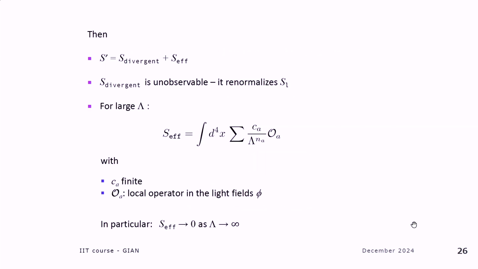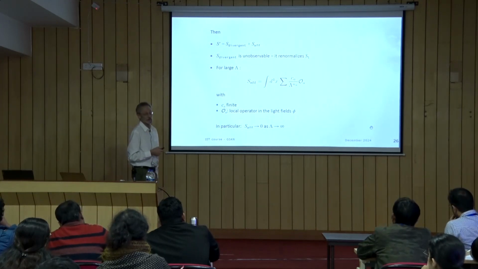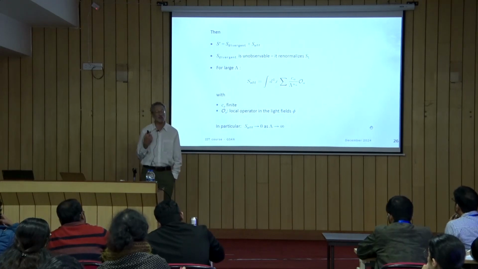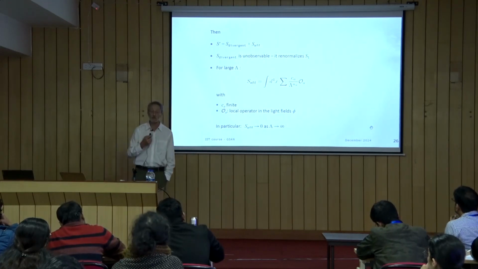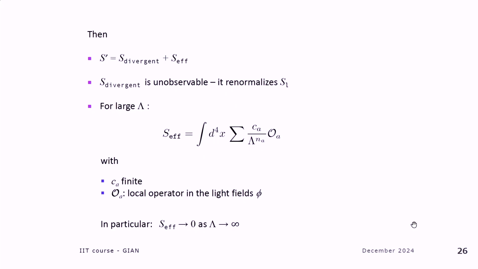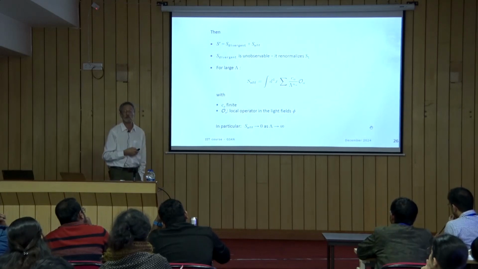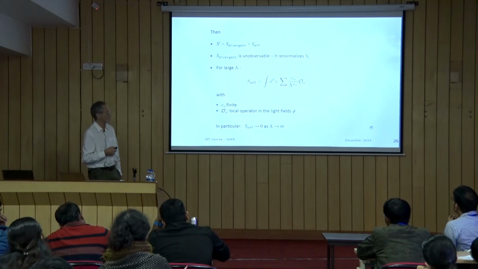This S prime has two terms. There's a divergent contribution, and then the finite part is what I will call the effective action. The divergent contribution is unobservable, and in fact, the hard part of the proof is to show that what it does is renormalize the coefficients in S_L. So a renormalization of S_L absorbs all the divergences that are produced by integrating out the heavy fields.